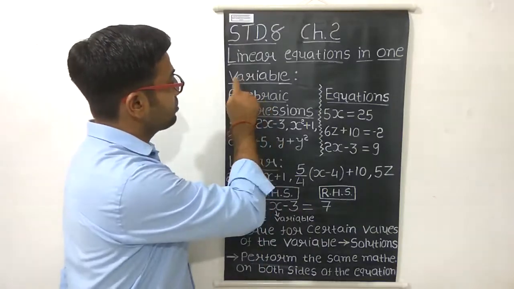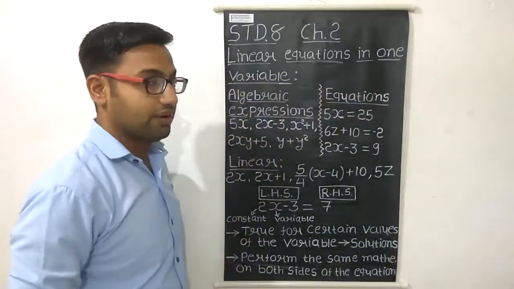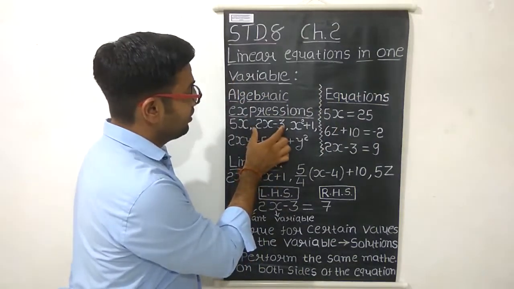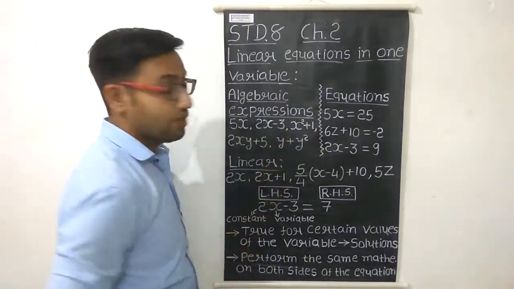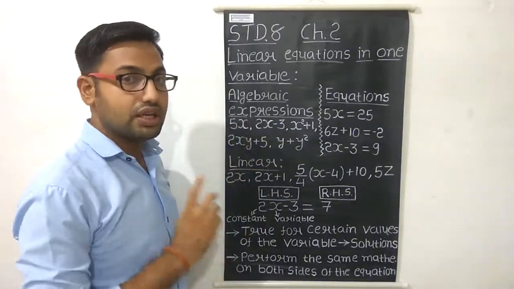Here we have to study the expressions which have one variable. So this is an expression with one variable, yes. This is an expression with one variable, yes. This is also an expression with one variable, yes.